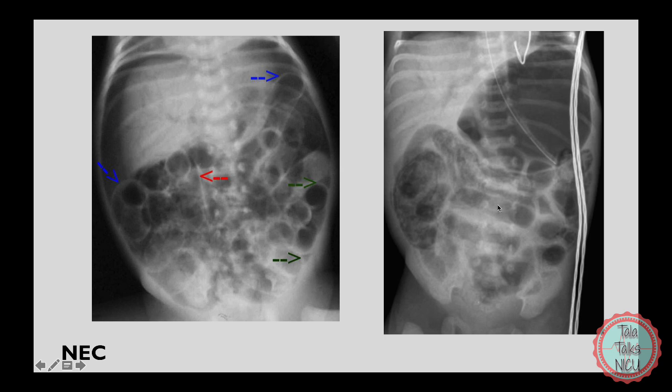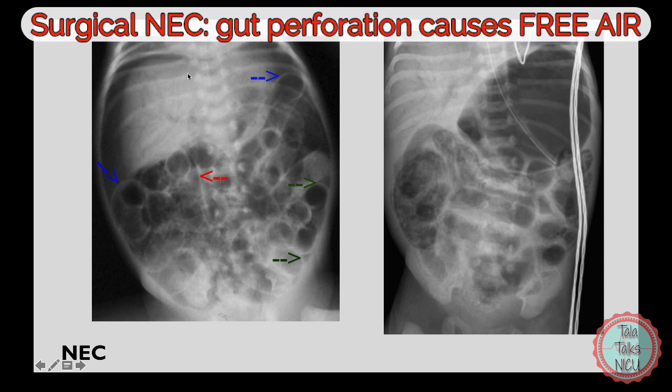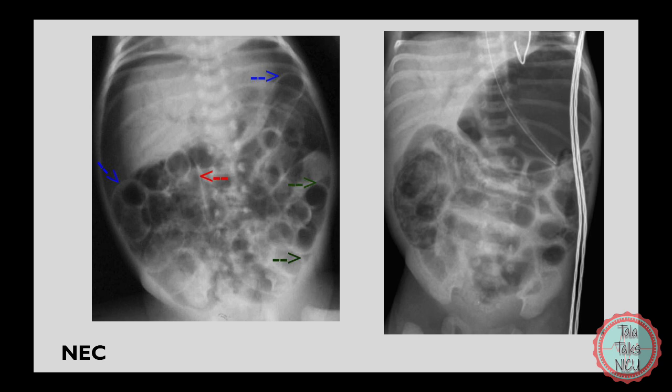Now, these two X-rays are more advanced forms of NEC. The one on the left is clearly surgical. Surgical treatment is needed when the gut gets so sick that the wall of the intestine dies and there's now a hole in the wall. This allows air from inside the gut to get into the belly cavity, or the peritoneal cavity. This is called free air. Here you can see this free air pretty much everywhere.